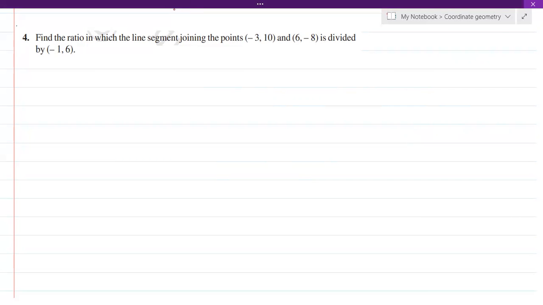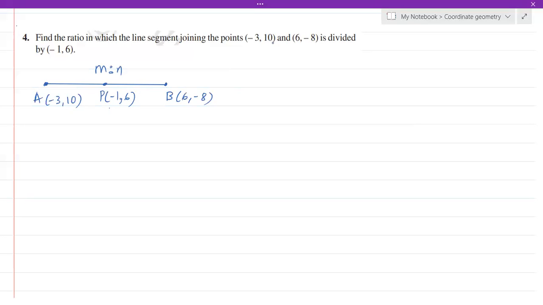Let's take a point A and a point B. Here, as you can see from the question, A is minus 3 comma 10 and B is 6 comma minus 8. We are joining these 2 points, and they are divided by the point P, whose coordinates are given now. X comma y is already given, but earlier we were finding this. Now what we have to find is the ratio m is to n. In what ratio is it divided?